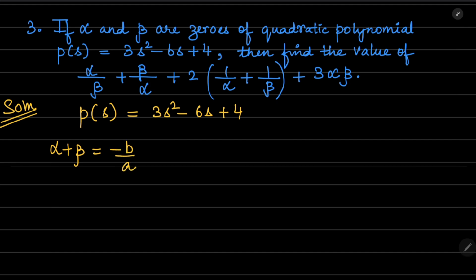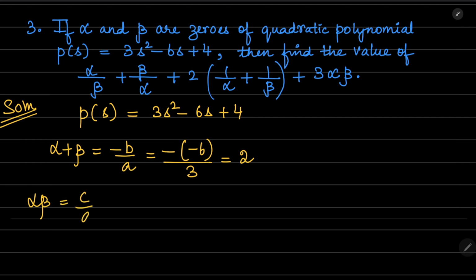Minus b by a. So minus b is minus 6, I'm putting it in the bracket, divided by a is 3. So 6 by 3, which is 2. And what is alpha beta? It's equal to c by a. What is c? 4. So 4 by 3. So alpha beta is nothing but 4 by 3.